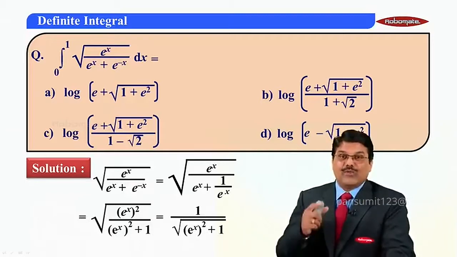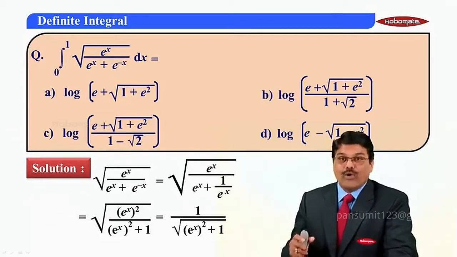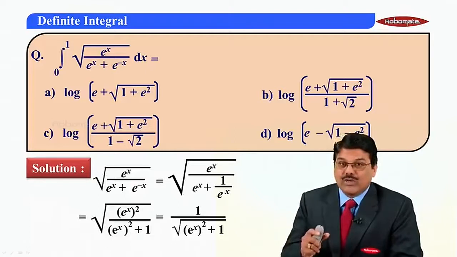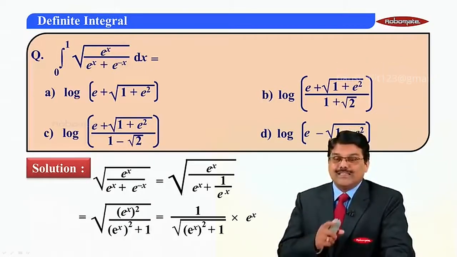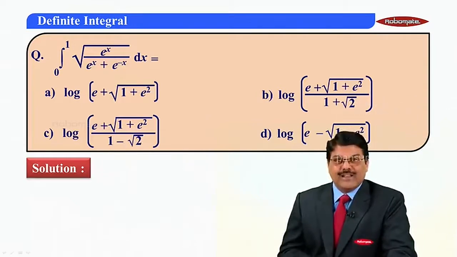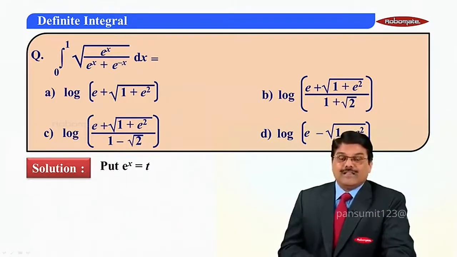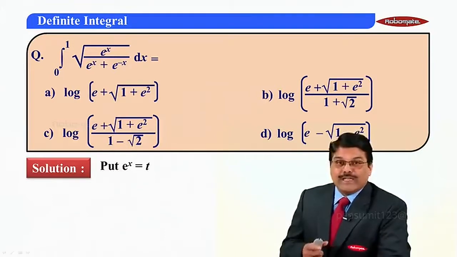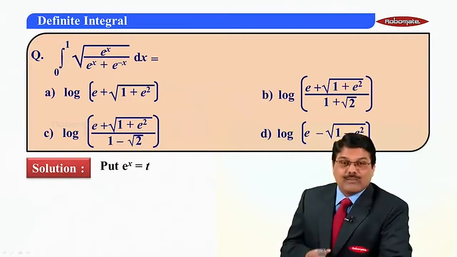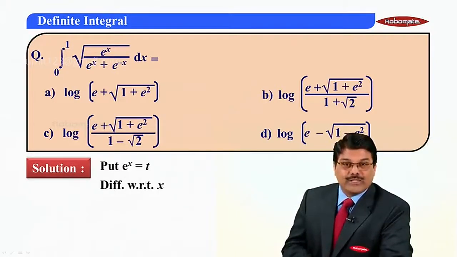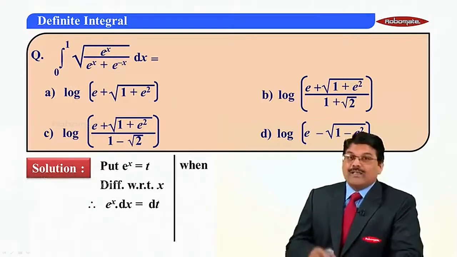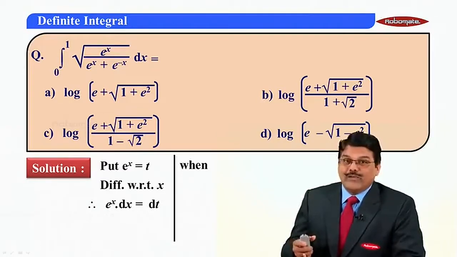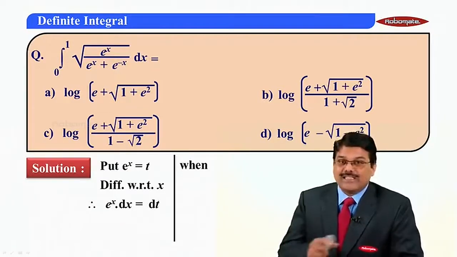So, we can write it this way, 1 upon root of only denominator, that is root of (e raised to x) the whole square plus 1, into numerator's e raised to x, that is into e raised to x, right? Now, let us integrate that. Here, since we have e raised to x in numerator as well as denominator, put e raised to x is equal to t, differentiate with respect to x, we'll get e raised to x dx is equal to dt. Now, since we have changed the variable from x to t, let us change the limit.